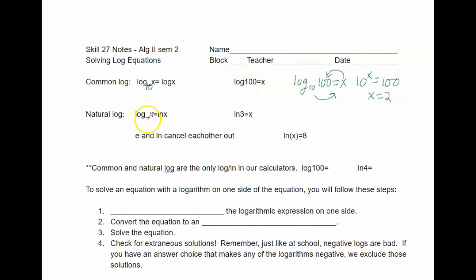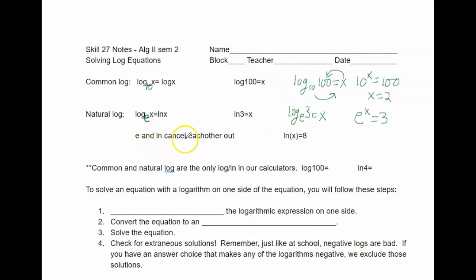There's something called a natural log. If we have log base e, that's the same as ln of x. So if we see ln 3 equals x, this is the same as log base e of 3 equals x. In other words, e to the x equals 3. We aren't going to take a second to solve that for x. I'm just showing us what that means.